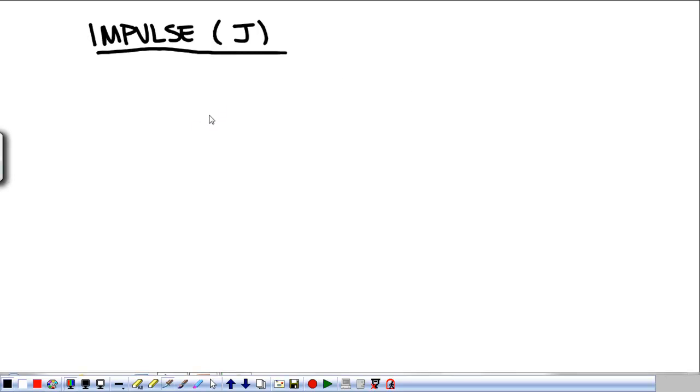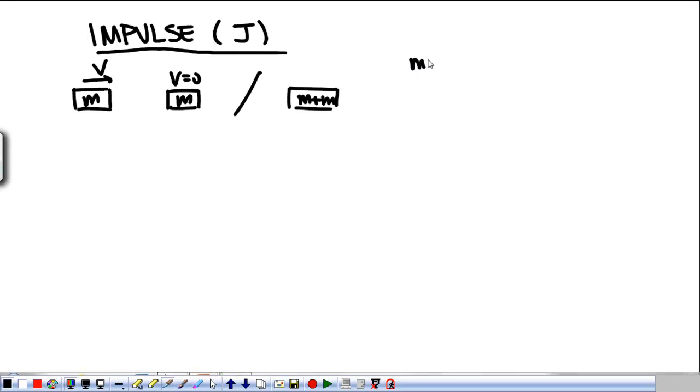Now, impulse, the way that we're going to look at this is by imagining two objects running into each other and sticking. Say it's mass m moving with a velocity of v towards another mass m which is at rest. After the collision, the two objects stick together, m plus m. And we can easily see that mv over 2m is going to give me a final velocity of v over 2.